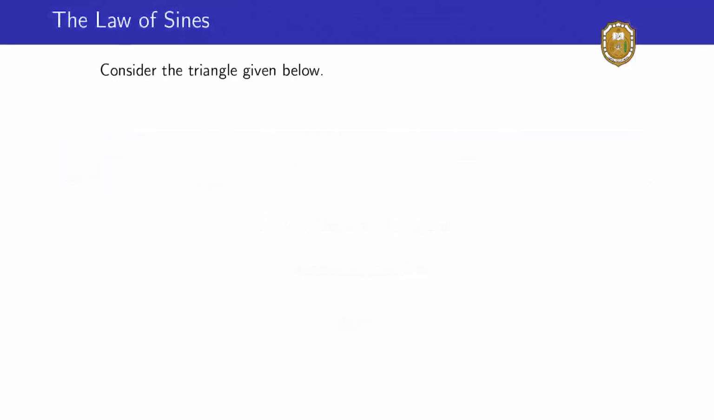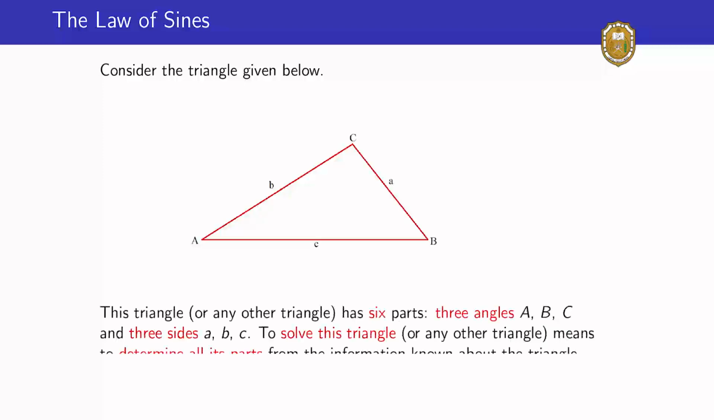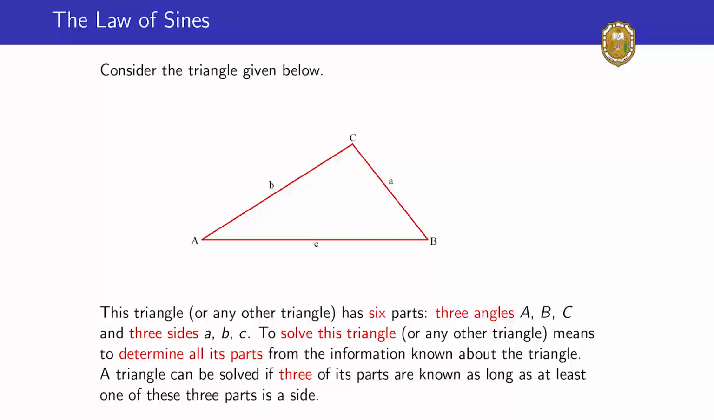To begin with, let's consider the triangle given below. This triangle, or any other triangle for that matter, has 6 parts. The triangle has 3 angles, A, B, C, and 3 sides, small a, small b, and small c. To solve this triangle means to determine all its parts from the information known about the triangle. A triangle can be solved if 3 of its parts are known, as long as at least one of these parts is a side.